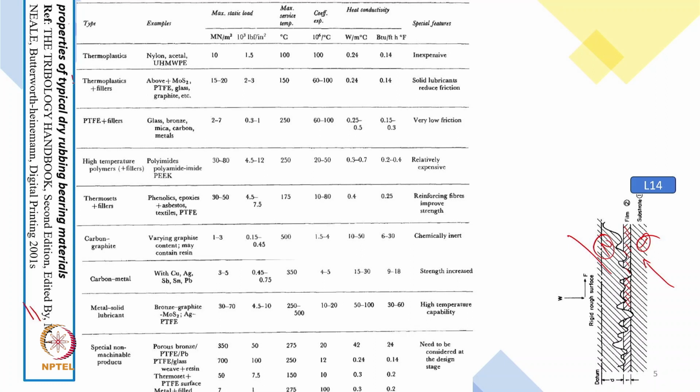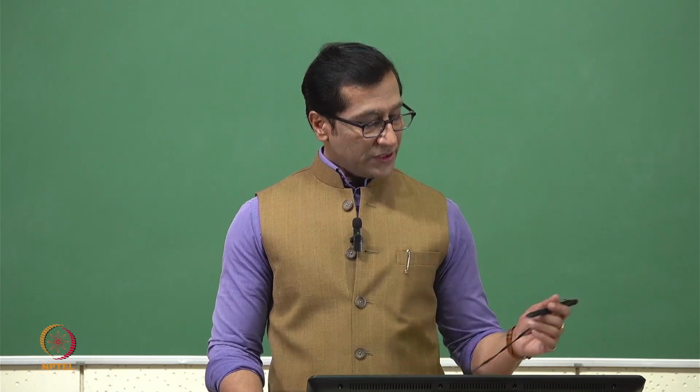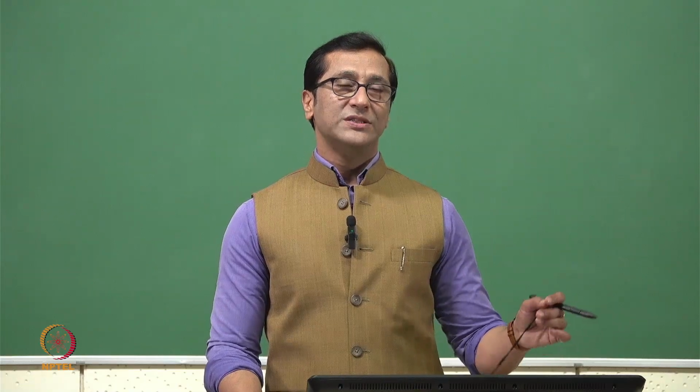But properties of the typical dry rubbing bearing materials. We know that bearing materials need to provide a lesser coefficient of friction, support the load, and have a minimum wear rate also. So these are important, and this Niels book has divided the solid lubricant bearing materials into thermoplastic, which acts as a solid lubricant, thermoplastic with fillers, PTFE with fillers, high temperature polymers with fillers, and thermoset with filler. You can see every time we are using the word fillers because we are not satisfied with the basic polymers.